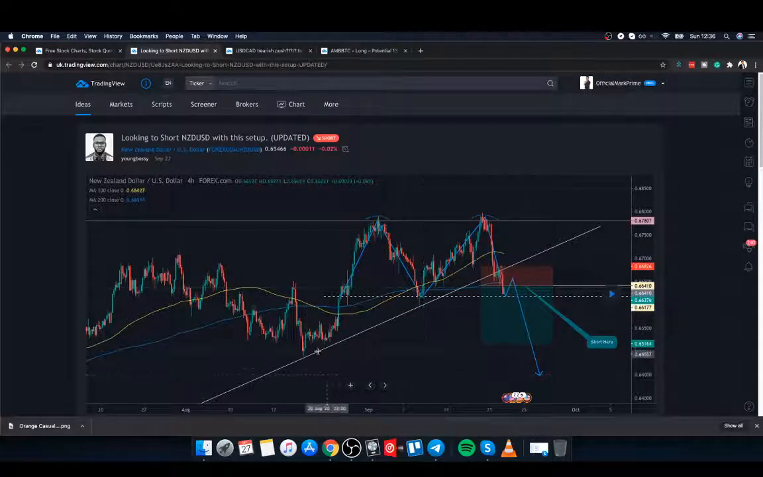And I wouldn't do this because this is a strong support level, so I wouldn't take this trade. But maybe he's right, okay? We don't know. We will know in a few days.